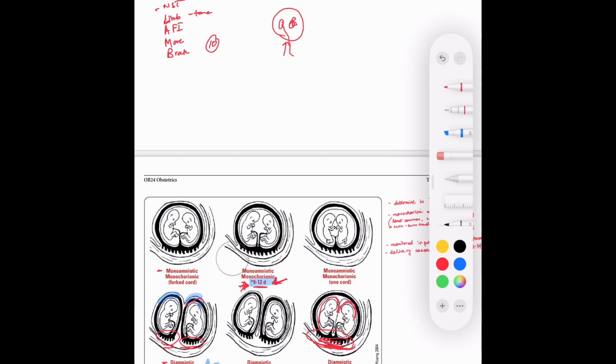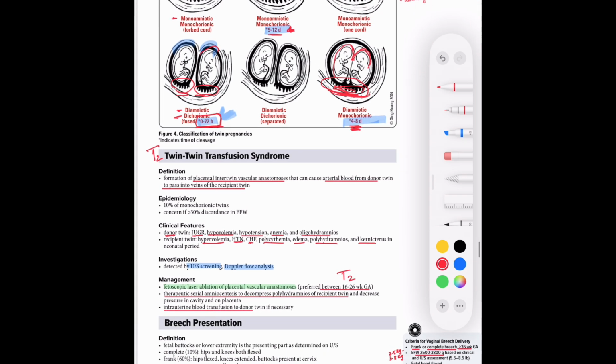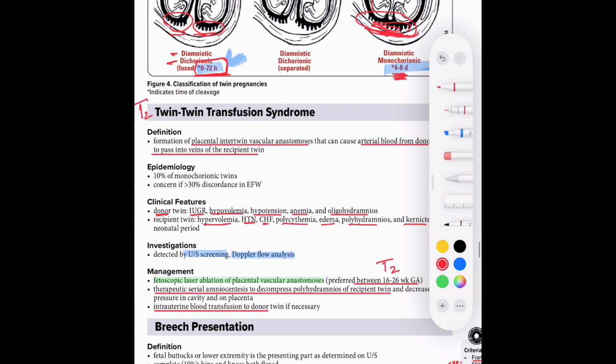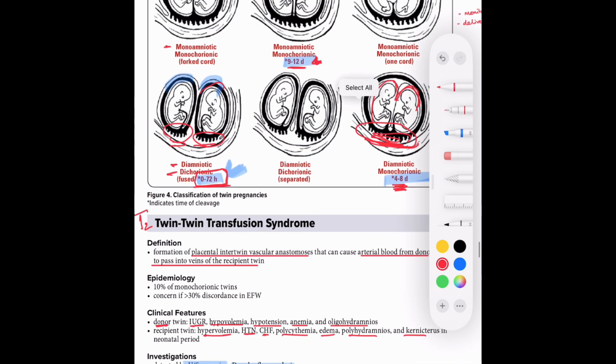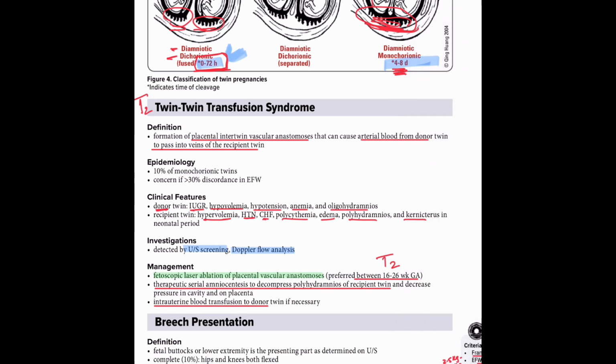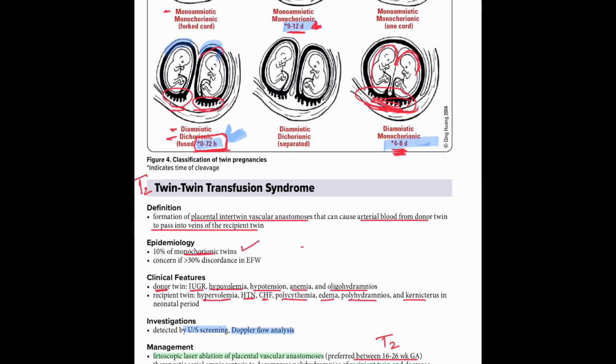All right, so moving forward, we'd see twin to twin transfusion syndrome. What happens is, I've talked about it earlier too, placental intertwin vascular anastomosis. The two twins would make their intertwin placental anastomosis, and they can cause arterial blood flow from the donor which passes into the veins of the recipient twin. So 10% of the monochorionic twins do this. So monochorionic, which have the same placenta. We're not talking about two different placentas. Same placental twins would do this.